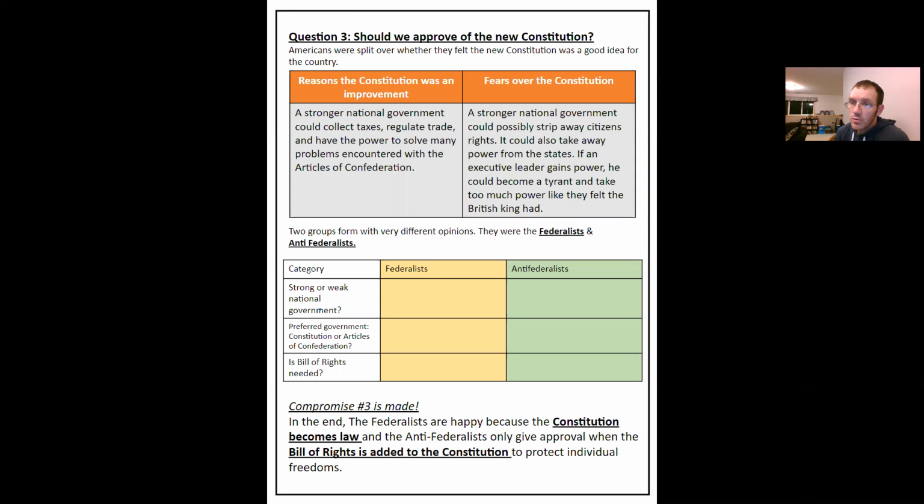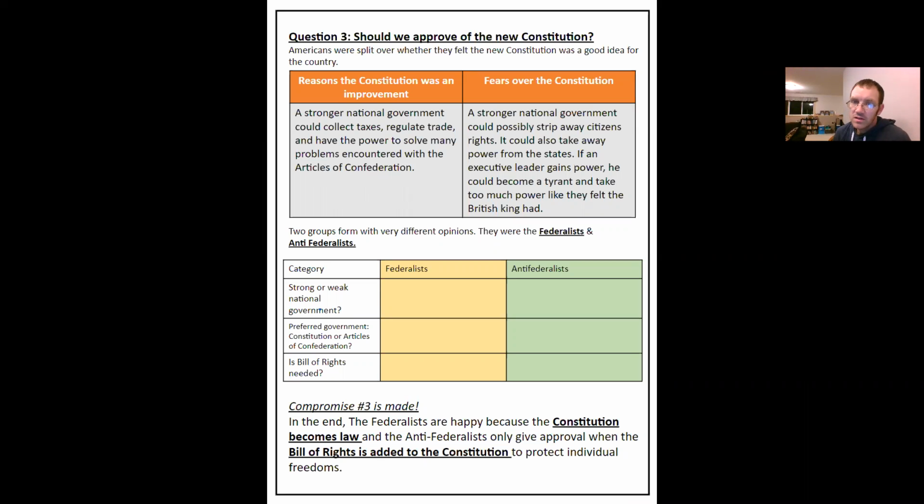They have to decide, are we going to agree to this or not? And some people like it, some don't. So they're split. So here's some of the reasons they say that they're for it. A stronger national government could collect taxes, it could regulate trade, and it would have the power to solve a lot of the problems that we had in the Articles of Confederation. So it would finally be strong enough to actually do something.